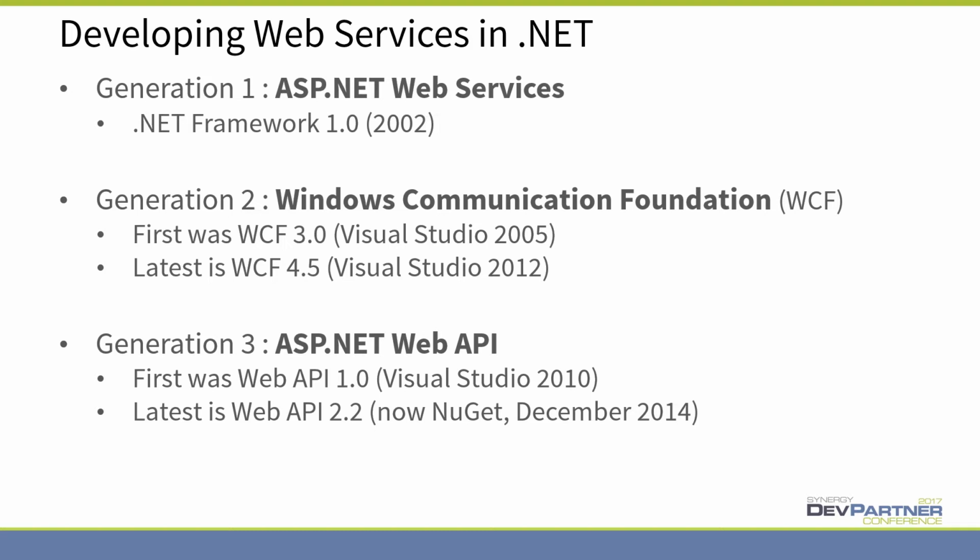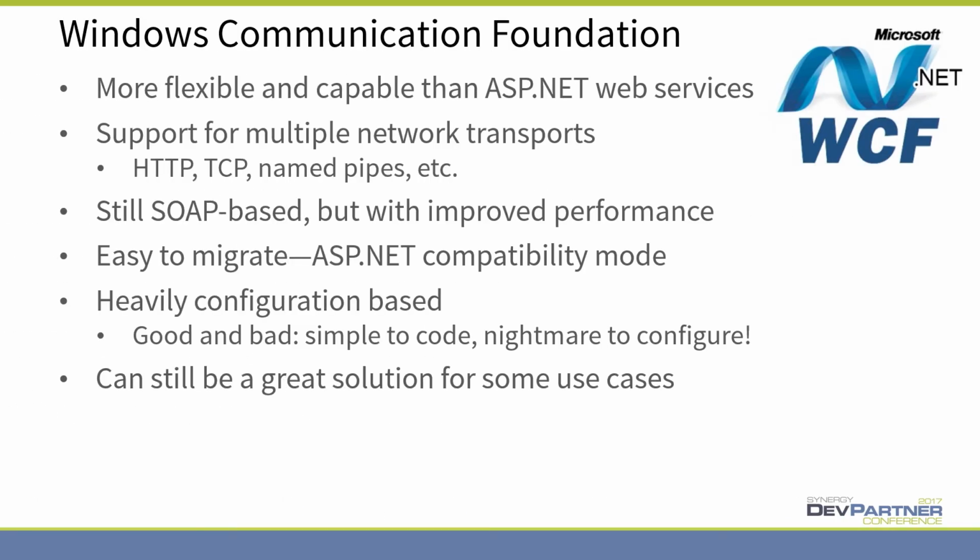Web API started back in Visual Studio 2010, and then it changed to version 2. The current version is 2.2 actually, but Web API 2 is what it's referred to as, a major extension to Web API. And that goes back to December 2014. And this, I would say now, is the premier way of developing web services in the Microsoft world.